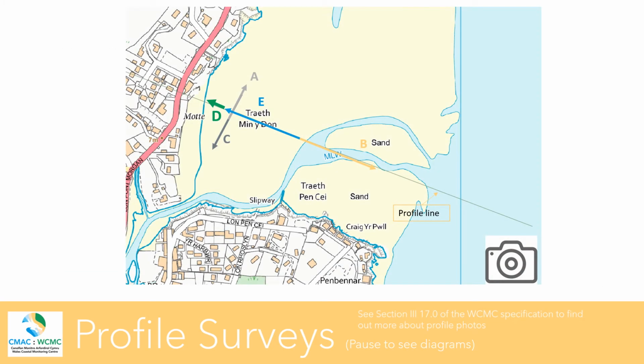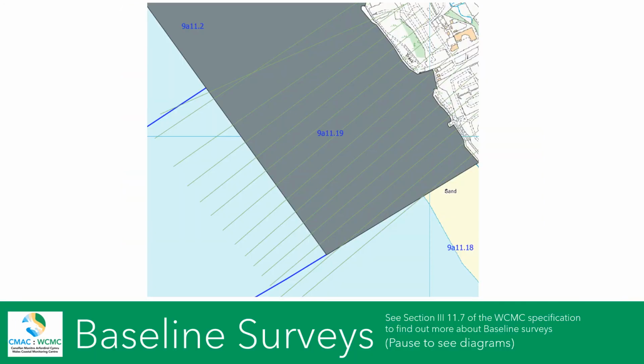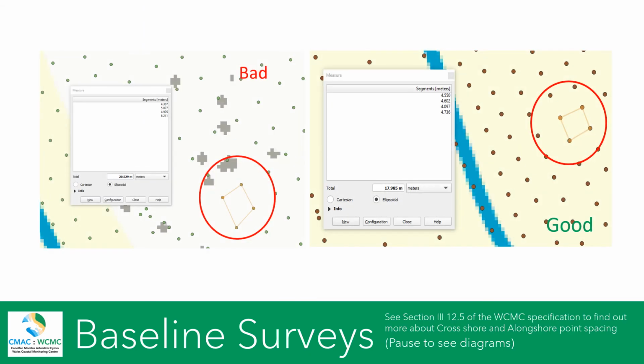At each profile, we ensure 5 photographs are taken, 4 from the beachhead and 1 from the seaward boundary. Our baseline surveys comprise staked out 2D profile lines at 50 meters and continuous alongshore lines. We make sure that all point heights along all alongshore lines are surveyed at a point spacing not exceeding 5 meters and capturing all features of the beach.